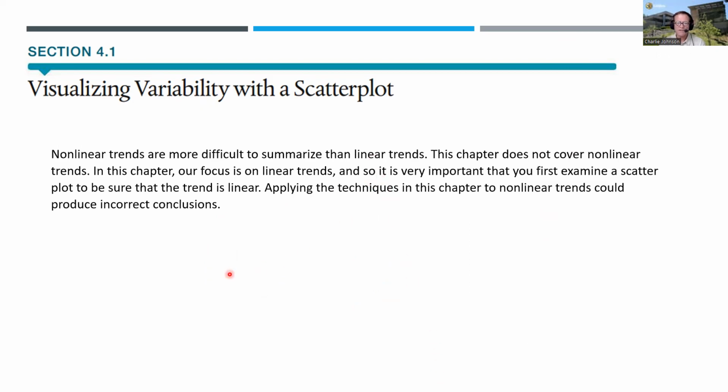Nonlinear trends are more difficult to summarize than linear trends. This chapter does not cover nonlinear trends. In this chapter, our focus is on linear trends, and so it's very important that you first examine a scatter plot to be sure that the trend is linear. Applying the techniques in this chapter to nonlinear trends could produce incorrect conclusions. And this concludes this video for visualizing variability with a scatter plot.